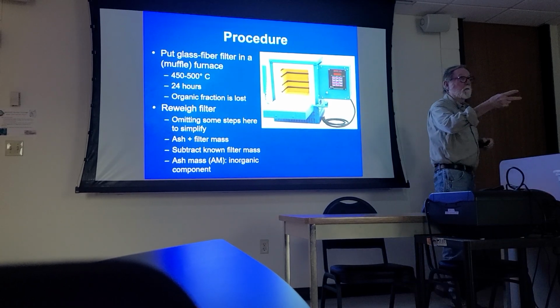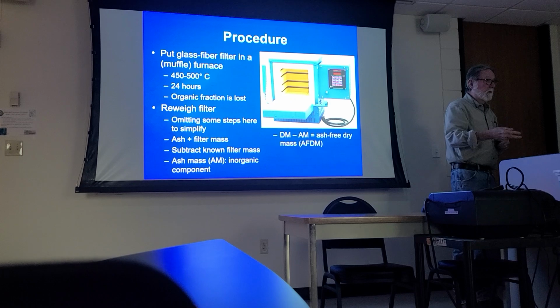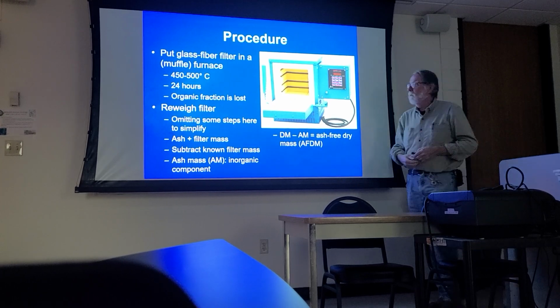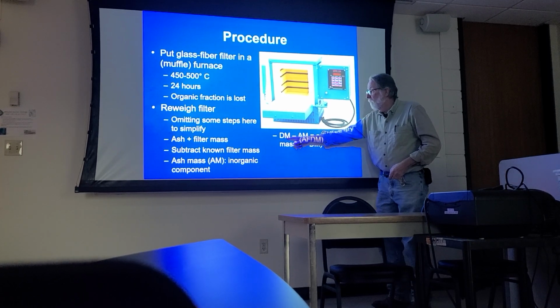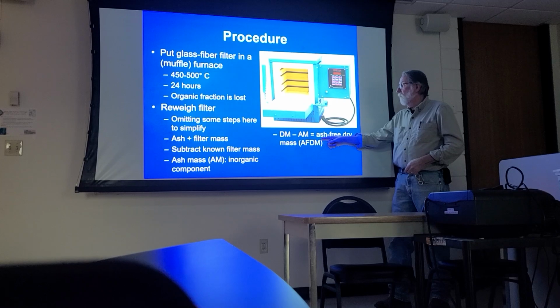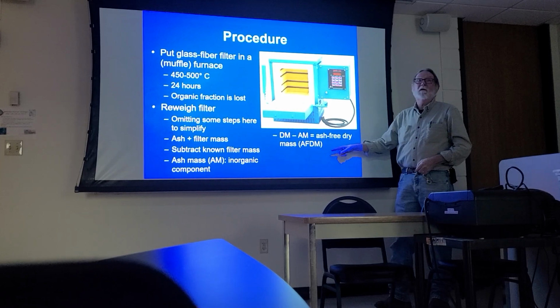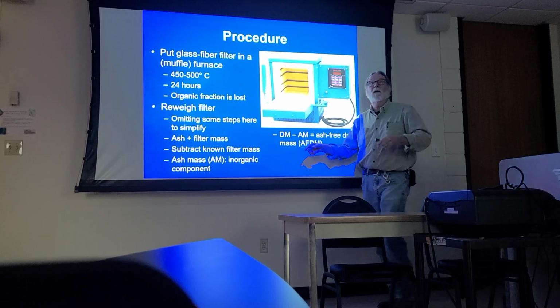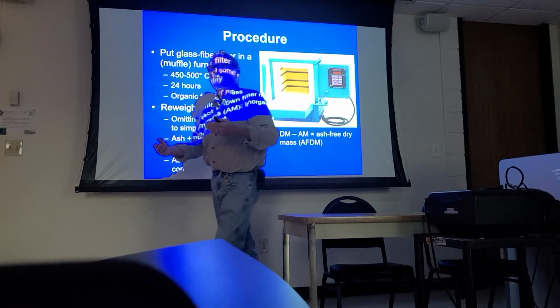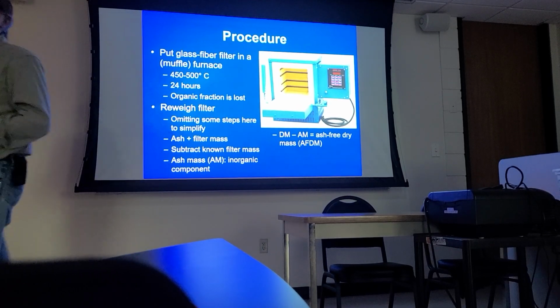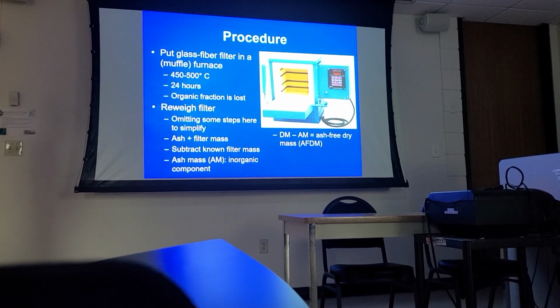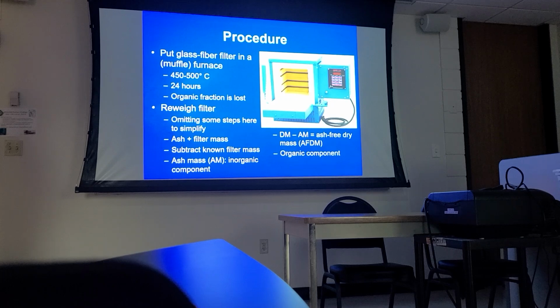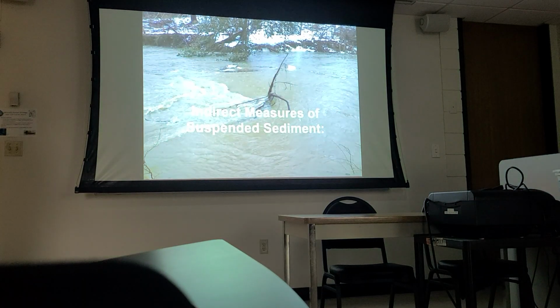And I can flip it. What if I'm interested in the amount of organic matter? I can take my original dry amount and subtract the ash amount. We now call this ash-free dry mass. Ash-free dry mass is a measure of organic matter in these samples. So it's all done by math and a furnace. So that gives the organic component.